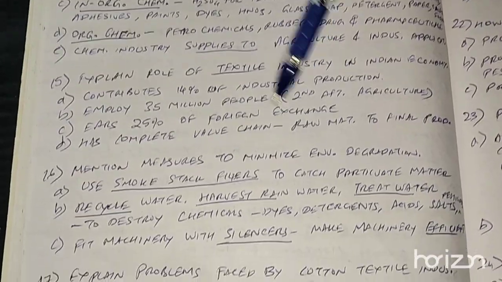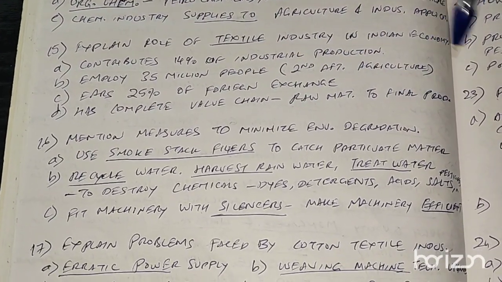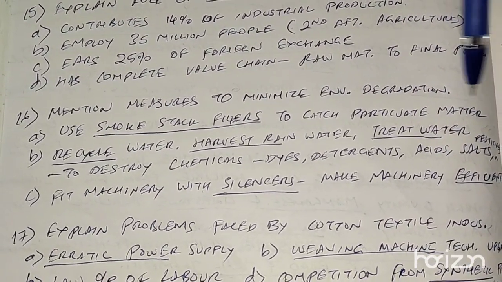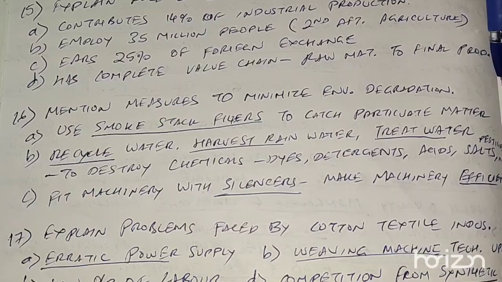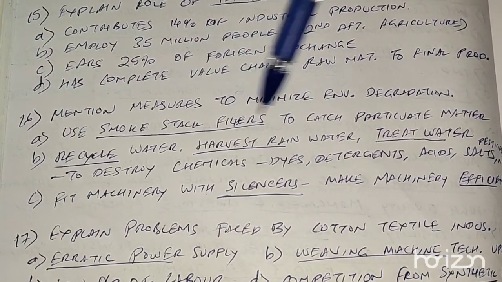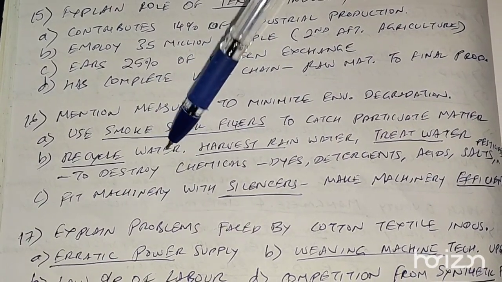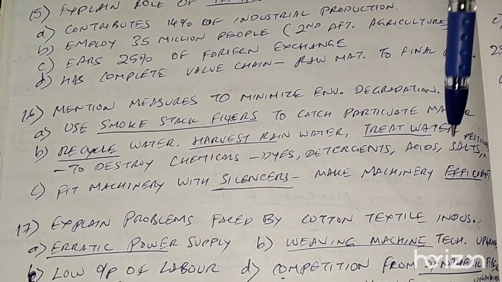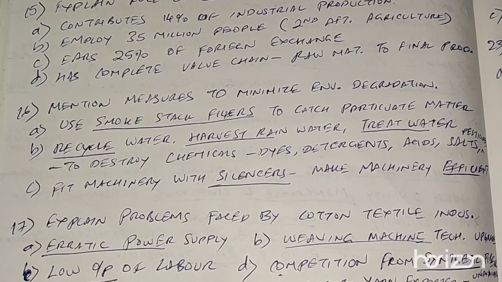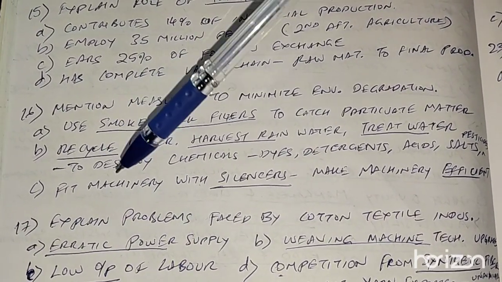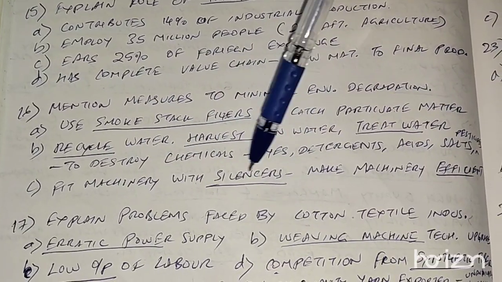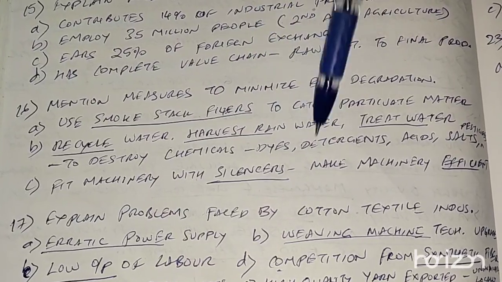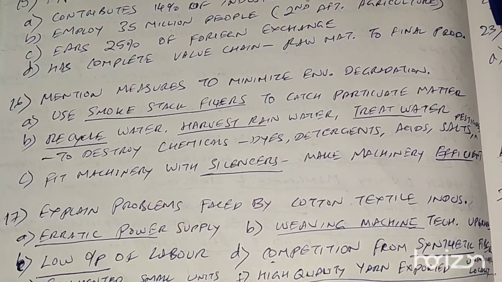Okay, mention measures to minimize environment degradation. Okay, use smokestack filters to catch particulate matter before it escapes to the atmosphere. So this will minimize air pollution. Recycle water, harvest rainwater, and treat water to destroy chemicals such as dyes, detergents, acids, salts, pesticides before they are let into the river. Okay, fit machinery with silencers. This will decrease noise pollution and make machinery efficient. So these are the steps which we can take to minimize environment degradation.